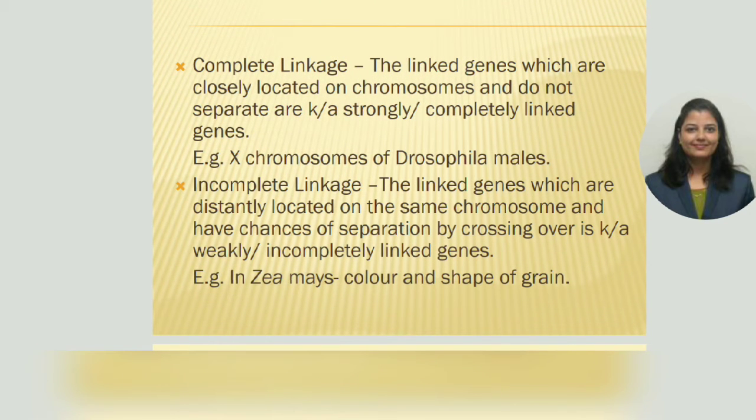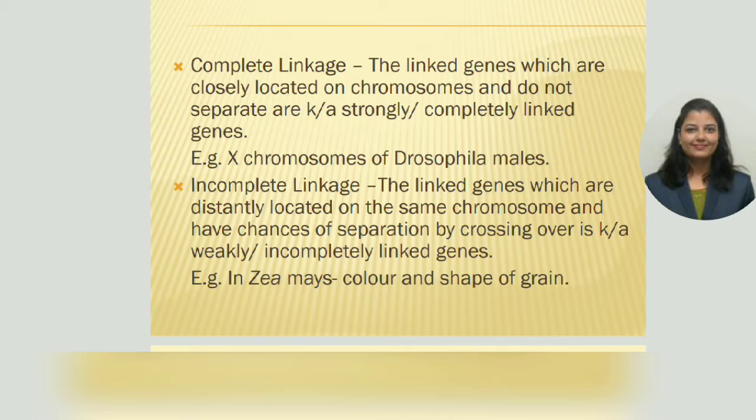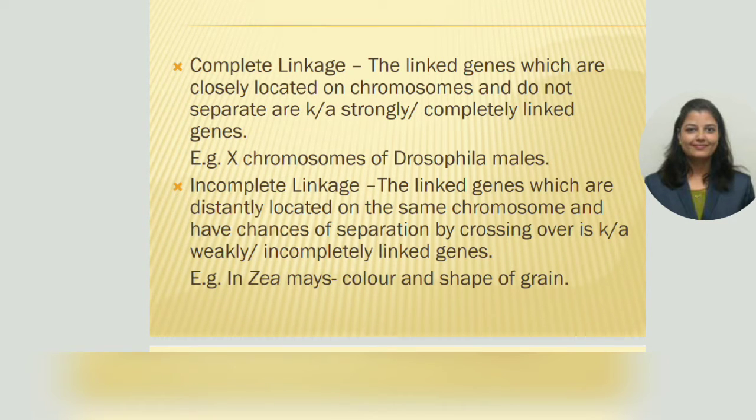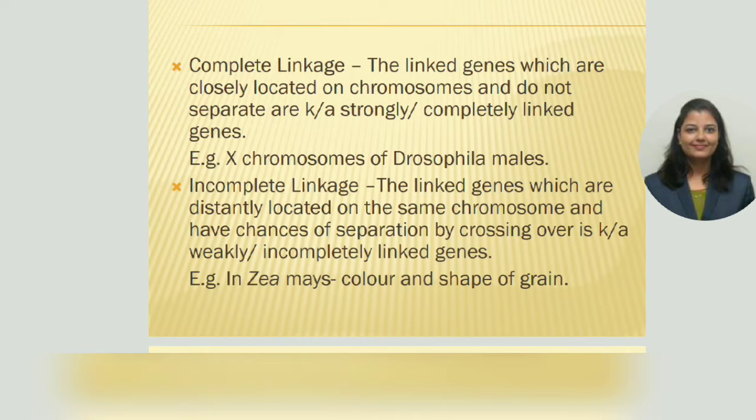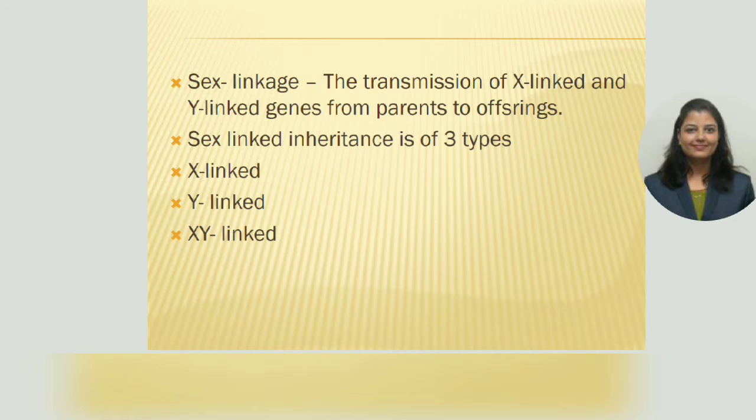One is complete linkage and the second one is incomplete linkage. In complete linkage, the linked genes which are closely located on chromosomes and do not separate are known as completely or strongly linked genes. Example: X chromosomes of Drosophila males. The second one is incomplete linkage: the linked genes which are distinctly located on the same chromosome and have chances of separation by crossing over are known as weakly or incompletely linked genes. Example: in maize, the color, shape and other traits of the grains.